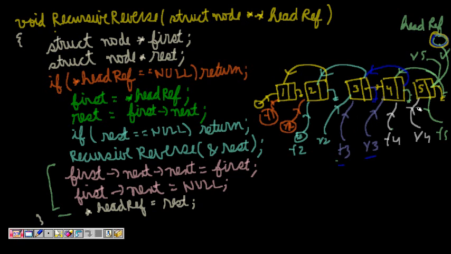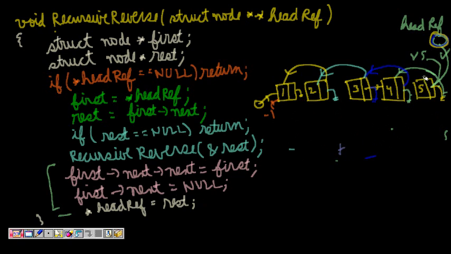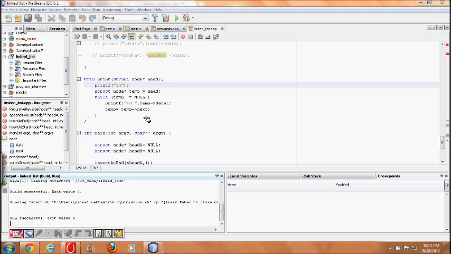Why? Because if we make things a little clear by rubbing it all, so everything like this here is gone, and so we have something like the link is reversed, and we have the head reference here. So this was about reversing a linked list, and now let's see this thing in running the code.